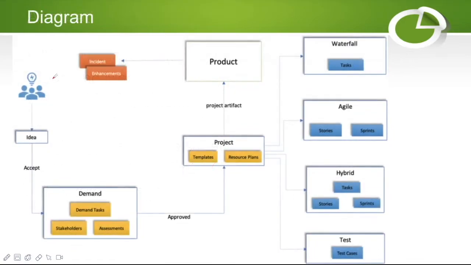So this is the diagram of this PPM. If you see, these are the end users, and these end users have complete access to the idea portal. Each and every user, even if they don't have any access, can create an idea. And then the idea manager is a bigger role. They have to decide which idea has to be accepted or which idea has to be rejected. So once this idea is accepted, it will be converted to a demand.